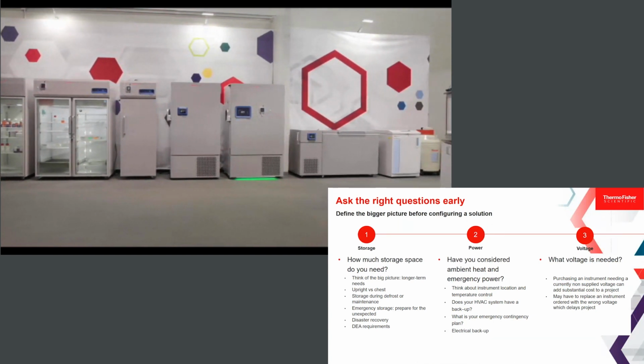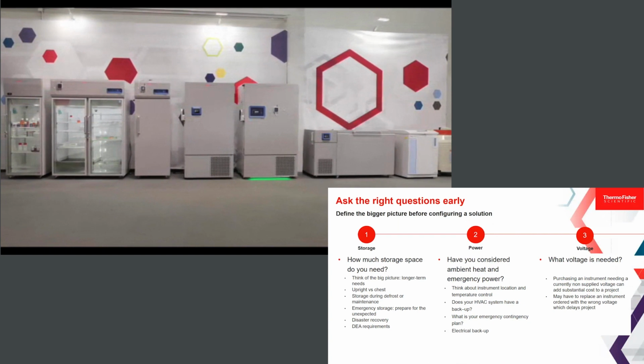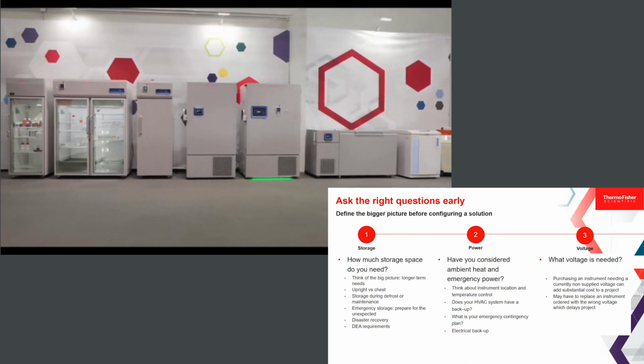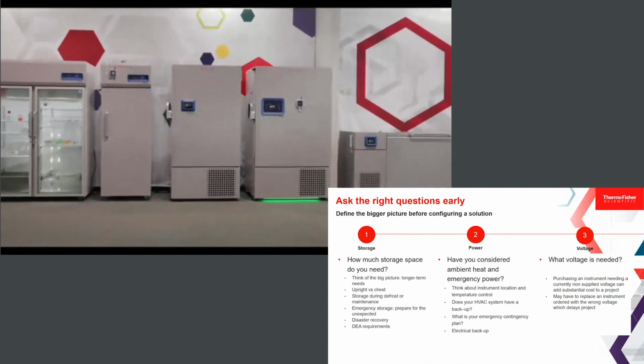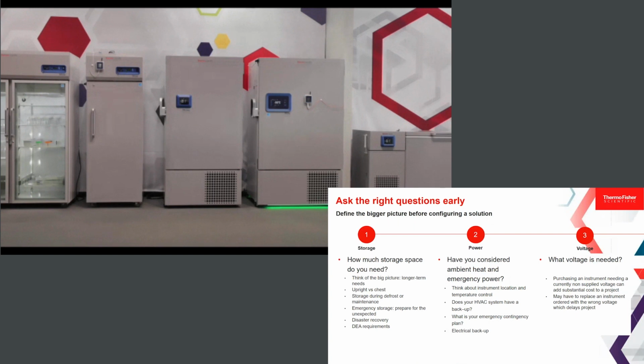Then you want to think about ambient heat and emergency power. So let's talk about ambient heat for a second. If we zoom in here on a couple of the cold storage units, you'll see that space that we've carefully left between the units. The space is important, and this is partly something that you'll find in the user manual, right? The guidelines on that, but it's also there for a reason, right? It's there to help dissipate heat, to help your unit perform the best that it can. So you want to think about that as you're considering the cold storage, that you have the appropriate amount of space between the units.